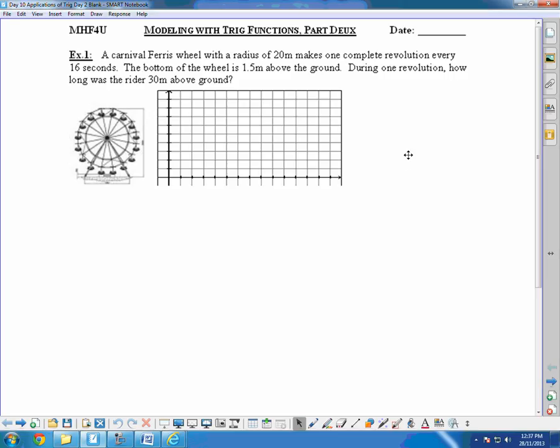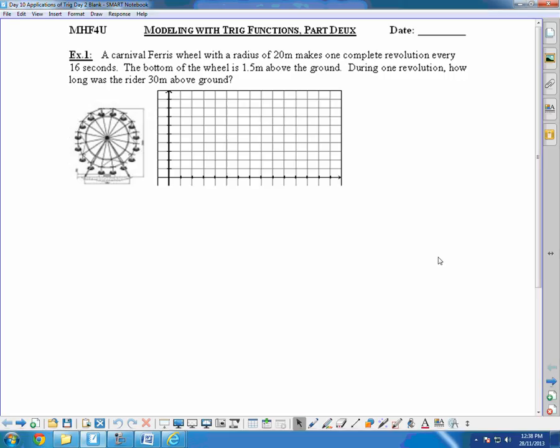So we're going to read the rest of this. A Carnival Ferris wheel has a radius of 20 meters. So a radius means from here to any edge on the outside is 20 meters. It makes one complete revolution every 16 seconds, so it takes 16 seconds to do a full revolution. It says the bottom of the wheel is 1.5 meters above the ground. Okay, just so it doesn't scrape along the bottom. So you probably step on a platform.